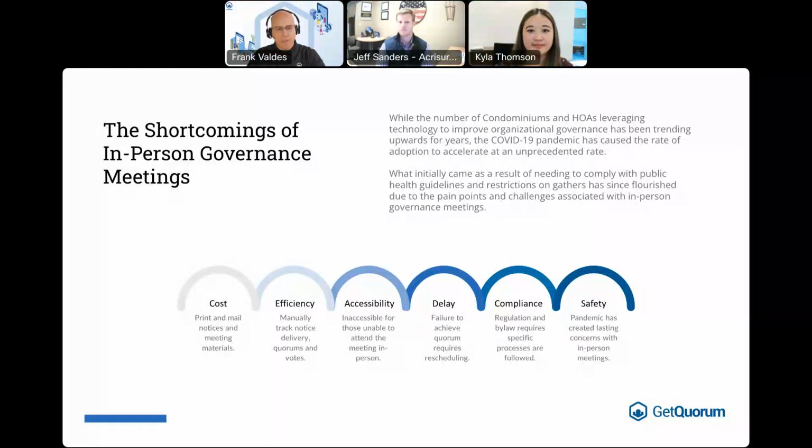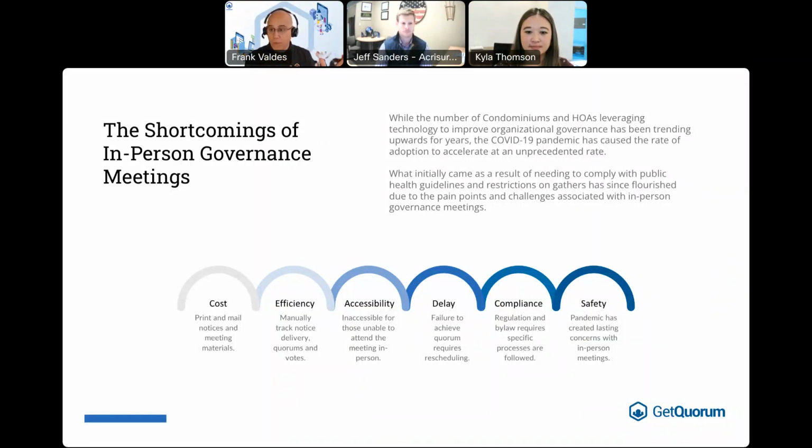All right, what do they look like? Well, certainly we've got a lot of associations out there, especially in Florida, still pushing forward with mostly, if not all, in-person meetings. Fully in person, no virtual component, no electronic voting component. And here are some of those shortcomings in those meetings.